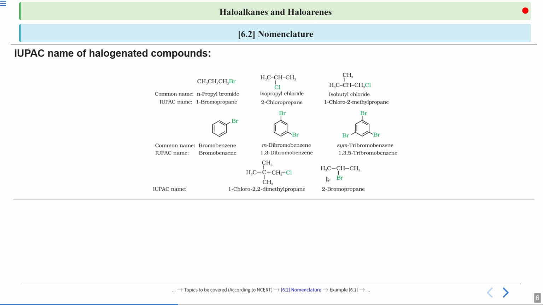Okay. Now if you see the last structure, this is CH3, CH3, and at the second position we have bromine. So this is easy, you can do this. Okay, so you have to select the longest chain possible. The number 2 will come at the carbon at which bromine is present, so the name will be 2-bromopropane. Or you can also say its common name will be isopropyl bromide, right? So these are the names of the halogenated compounds given, common and IUPAC.